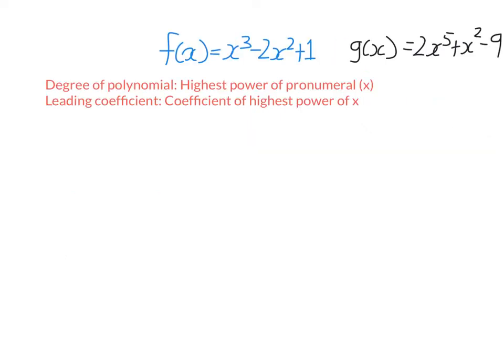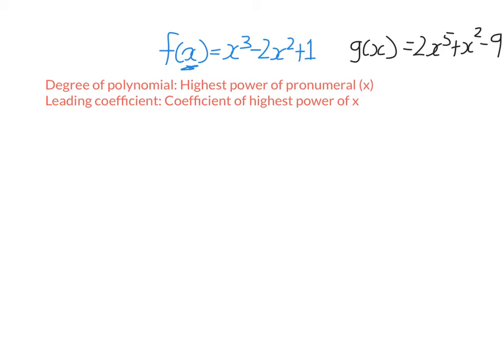On the screen, I've defined two polynomials, one in blue and one in black. For the first polynomial, we usually call them f or g, and we put in brackets what the pronumeral is. So we read this as f of x equals x cubed minus 2x squared plus 1. And then the one in black, g of x equals 2x to the power of 5 plus x squared minus 9. So both are polynomials because they have only non-negative integers as powers of x.